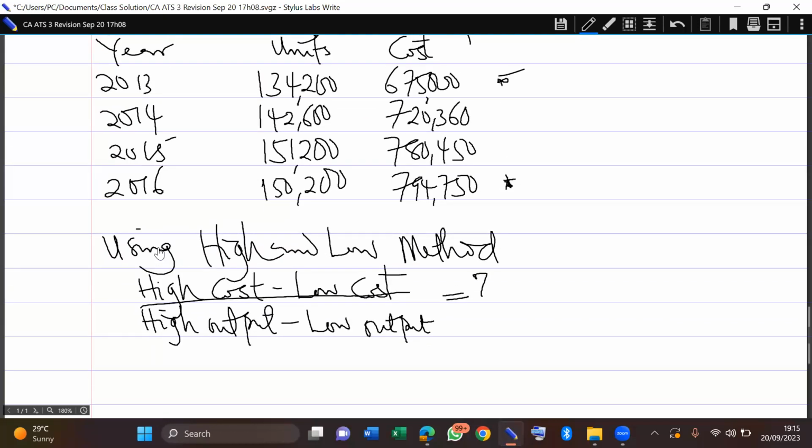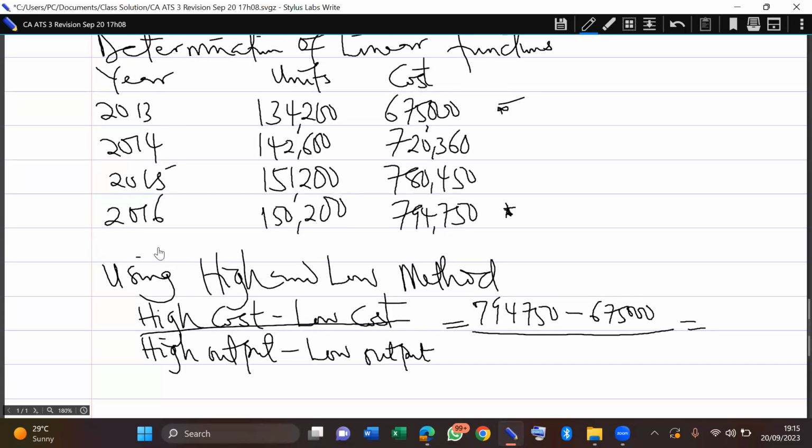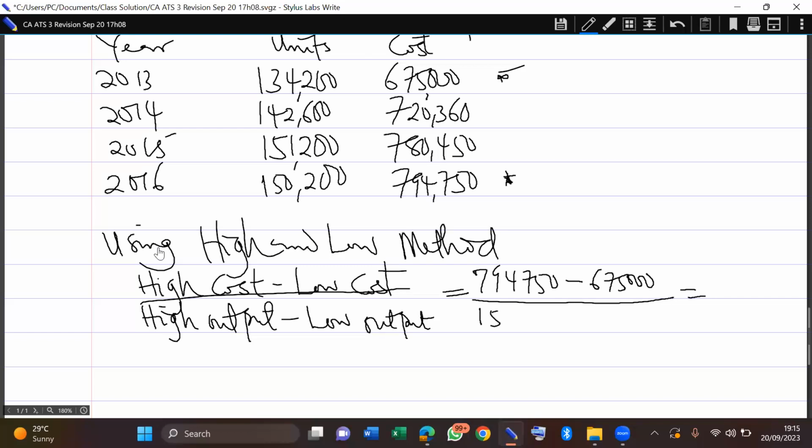High cost 794,750 minus low cost 675,000. What's our highest output? Output is a unit. What's our highest unit? 151,200. What is the lowest? 134,200.